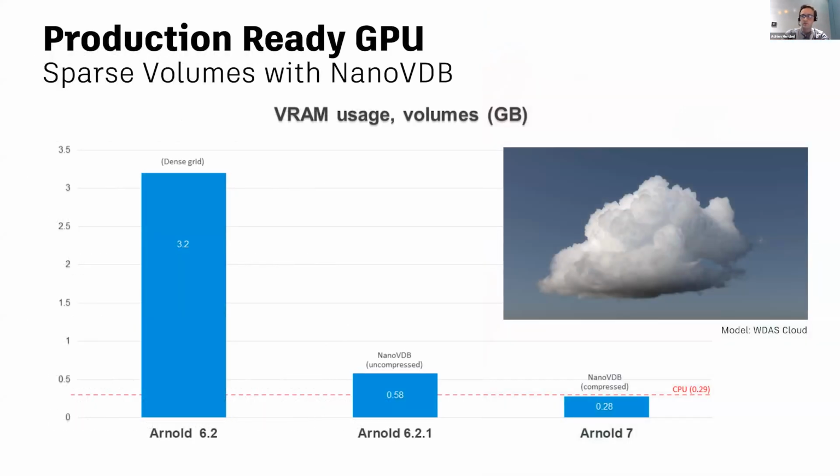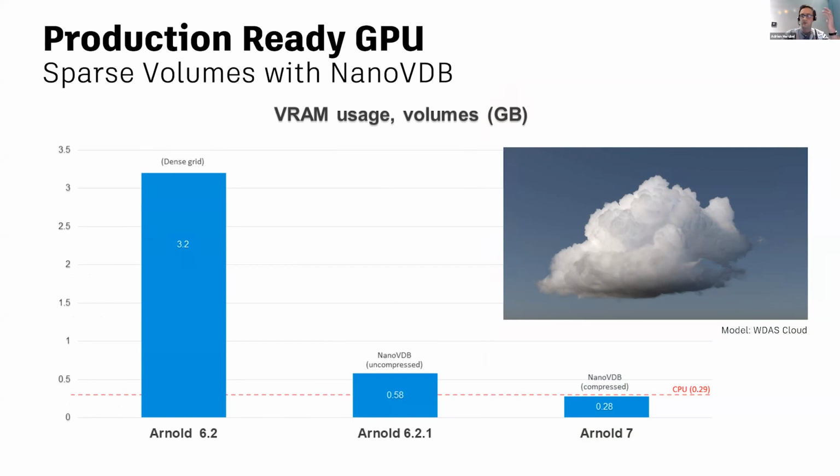Compared to our dense grid approach, our NanoVDB implementation reduces the memory usage for volume by a factor of 12, which is quite impressive. This makes it suitable for rendering volume-heavy scenes on GPU. And due to the empty space skipping that is inherent in the data structure, our NanoVDB implementation is also faster to render than our dense grid approach. You can see we even reduced the memory more in Arnold 7.